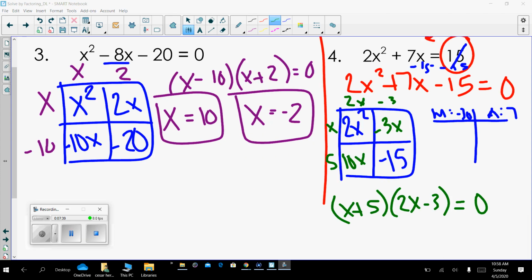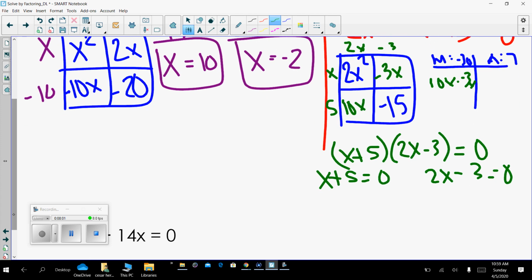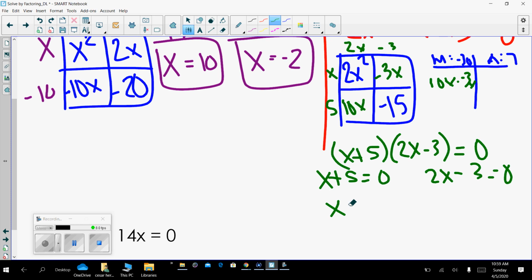So these are my two factors, x plus 5 and 2x minus 3. I went ahead and left the work to show you how I got that. Times -3. Okay, so now if we equal this to 0, again, this is x plus 5 is equal to 0, and this is 2x minus 3 is equal to 0. So this x is going to be minus 5, so we get a -5.